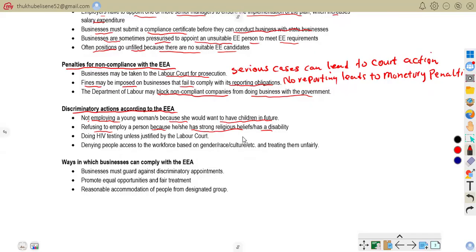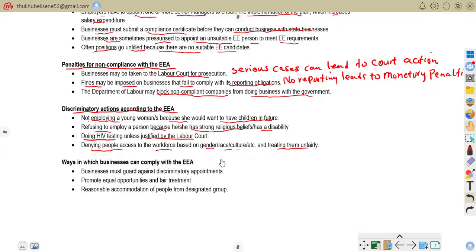Refusing to employ a person because she has strong religious beliefs or has a disability. So here we are talking about religion and disability cannot be reasons for rejection. Doing HIV testing unless justified by the labor court. So HIV testing is only allowed if approved legally. Denying people access to the workforce based on gender, race, culture, etc., and treating them unfairly. So we are talking about all forms of unfair discrimination being illegal. So when you're denying access based on gender as well.